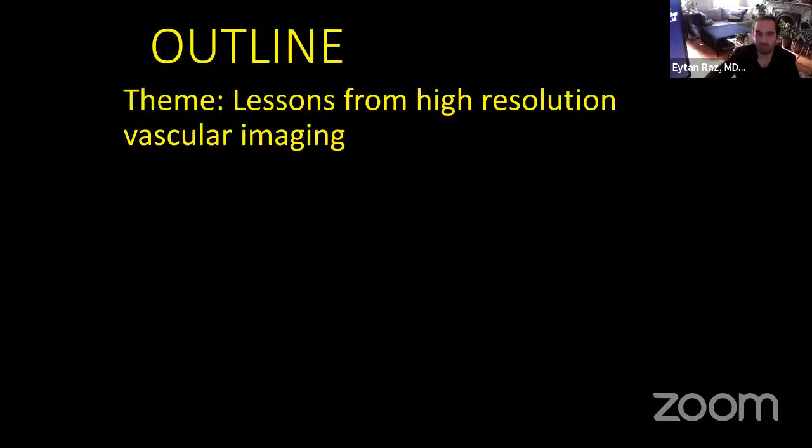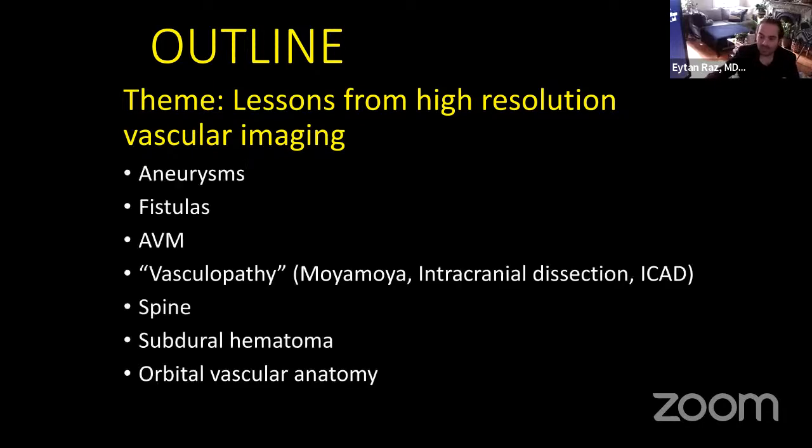So the outline of the talk will be really the lessons that we can get from high resolution vascular imaging. I will follow this theme by going through essentially all neurovascular conditions that we deal with, but also talking a little about possible opportunities in exploring new frontiers.